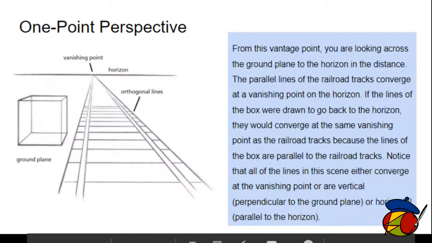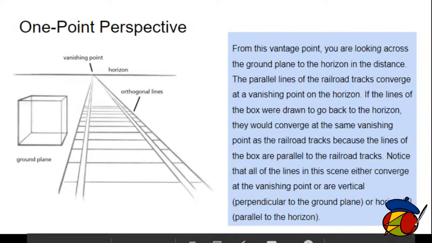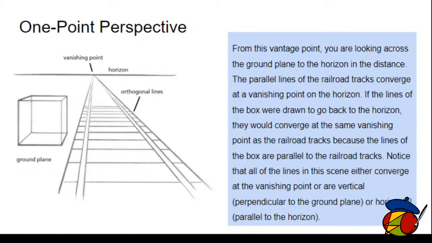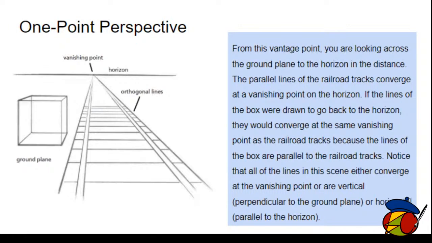And here we have a picture of the railroad line and the cube. So from this vantage point, you're looking across the ground plane to the horizon in the distance. The parallel lines of these railroad tracks converge at the vanishing point right here. The lines of the box were drawn to go back to the horizon.